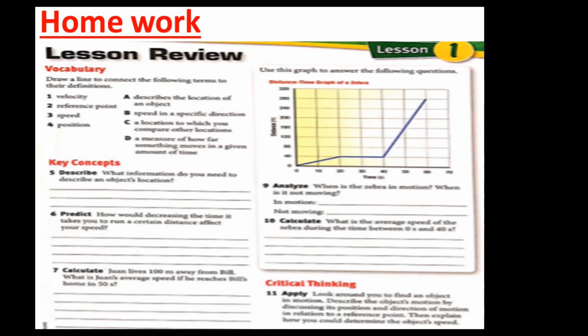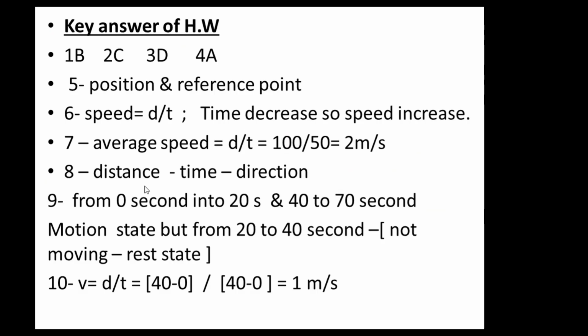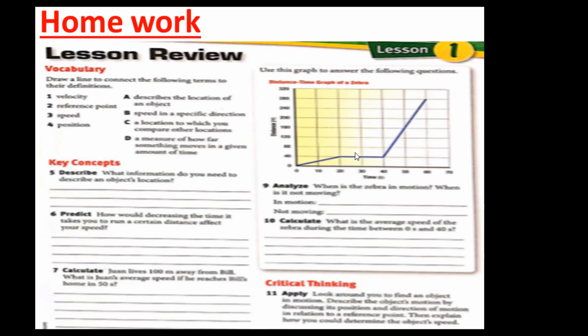Number 7, 100 meters in 50 seconds, so speed equals distance over time, 100 over 50, equals 2 meter per second. So okay. Number 8, what you need to know about velocity. Velocity means distance, time and direction. Very good.